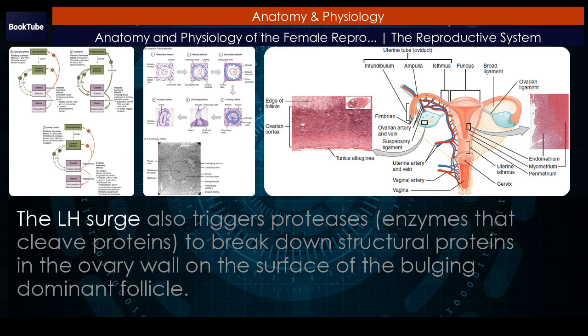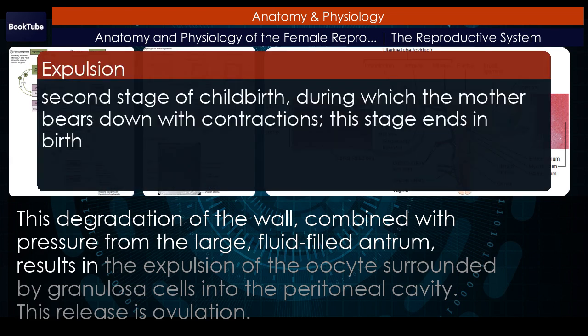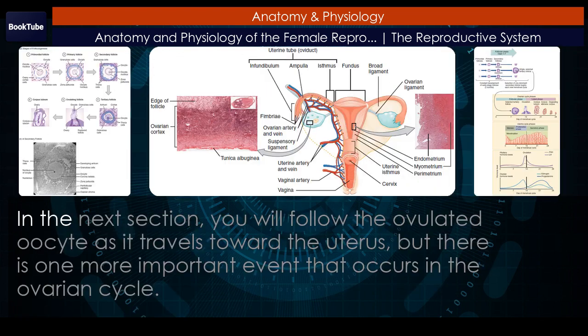The LH surge also triggers proteases, enzymes that cleave proteins, to break down structural proteins in the ovary wall on the surface of the bulging dominant follicle. This degradation of the wall, combined with pressure from the large, fluid-filled antrum, results in the expulsion of the oocyte surrounded by granulosa cells into the peritoneal cavity. This release is ovulation. In the next section, you will follow the ovulated oocyte as it travels toward the uterus.